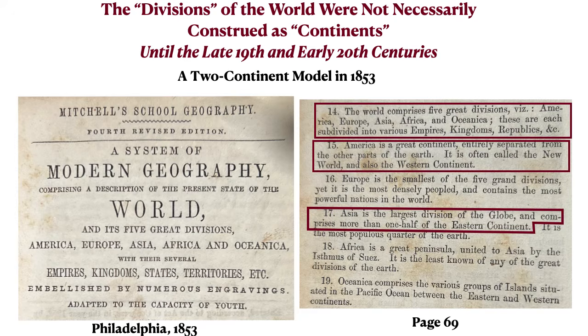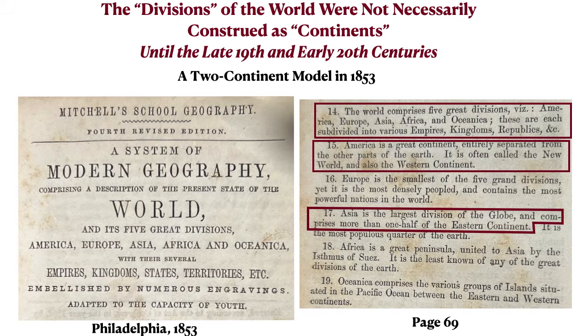So we have America, that's North and South America, Europe, Asia, Africa, and then Oceania. Oceania is sort of a quasi-continent where Australia and all the islands of the Pacific are sort of thrown in together. But I've taken one page from this book and I've put red boxes around some important passages.